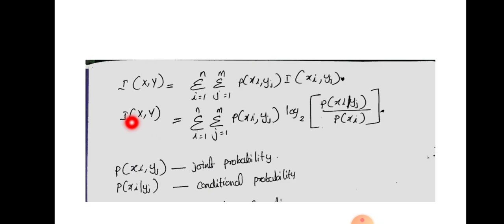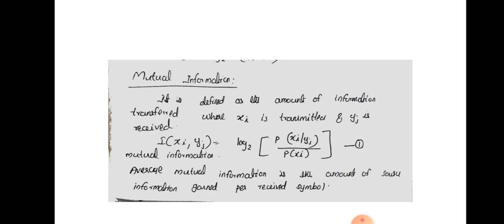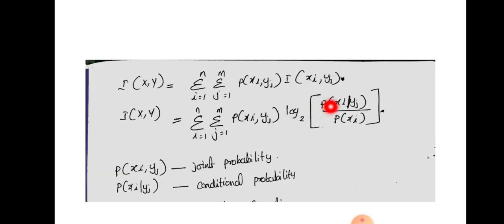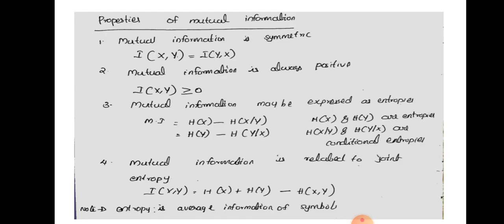So this average mutual information I of X comma Y equals sigma i equal to 1 to n, sigma j equal to 1 to m, P of Xi comma Yj. Instead of the mutual information I of Xi comma Yj, we substitute equation 1. So you will get log of probability of Xi given Yj divided by probability of Xi, to the base 2. Here P of Xi comma Yj is the joint probability density function, and P of Xi given Yj is the conditional probability. Okay, so that is the mutual information.